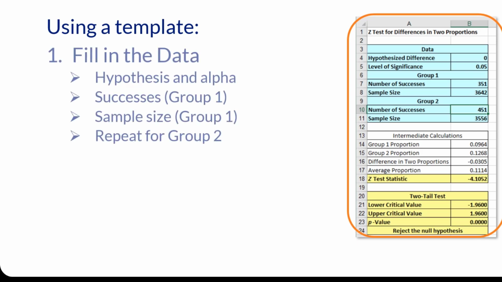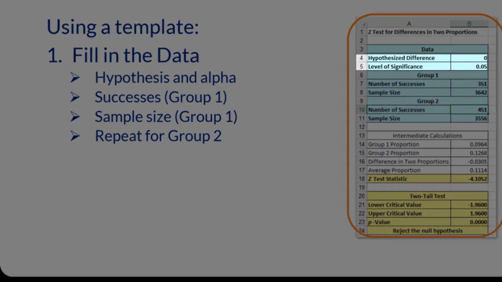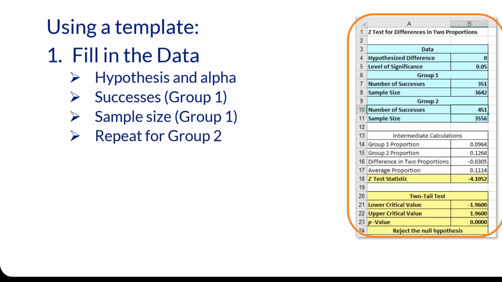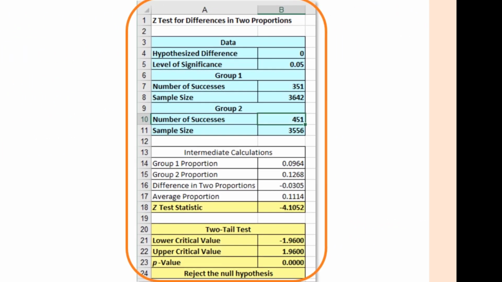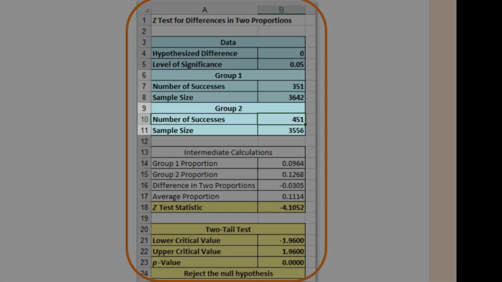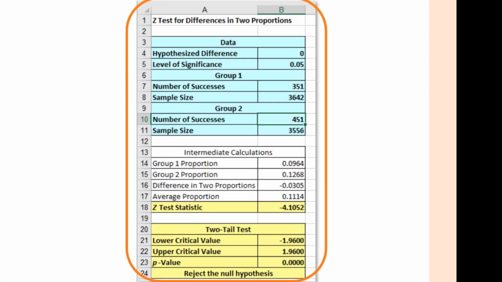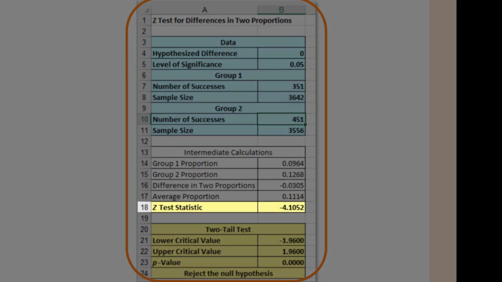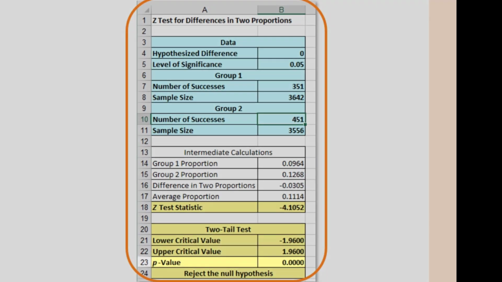So we fill in the data in the blue section, and first of all, the hypothesis and alpha always go in rows 4 and 5. The hypothesized difference is always 0, and the level of significance is usually 0.05. Then we fill in group 1 successes and sample size in rows 7 and 8, and group 2 successes and sample size in rows 10 and 11. And we get a z-score. Again, we get minus 4.1, and we get a p-value of 0. So we reject the null hypothesis.